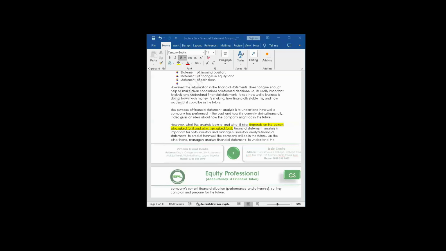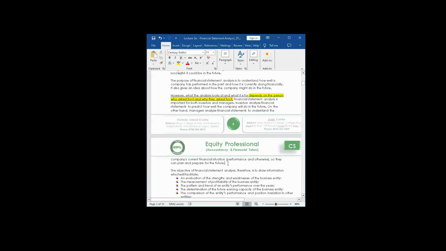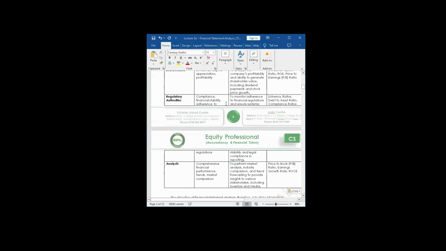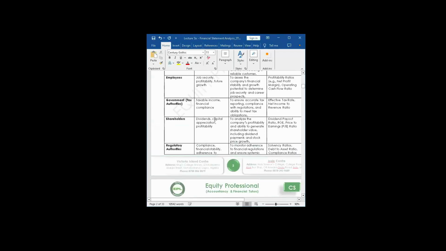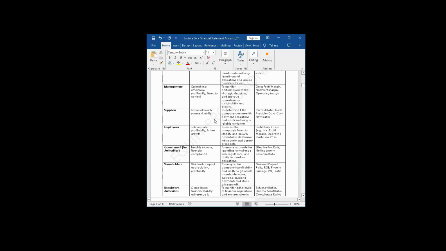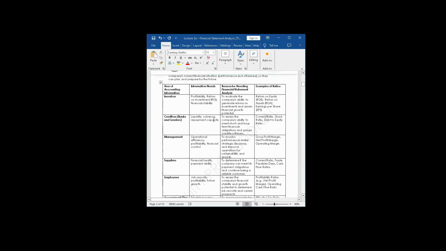So that will take us to the set of users of financial statements and their interest, and the sort of ratios that we will need to compute in order to help the user make sense out of the financial statement. So let's look at these users of accounting information.